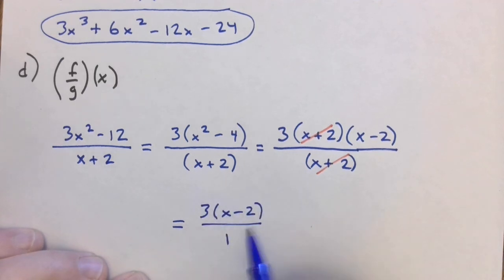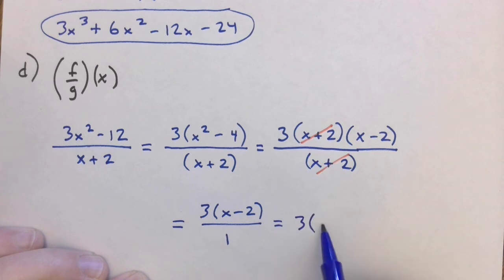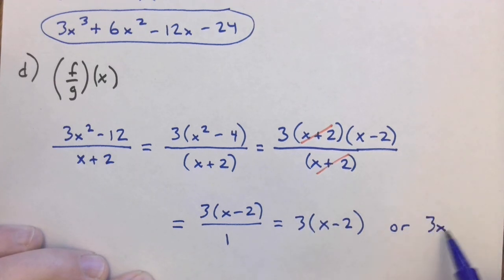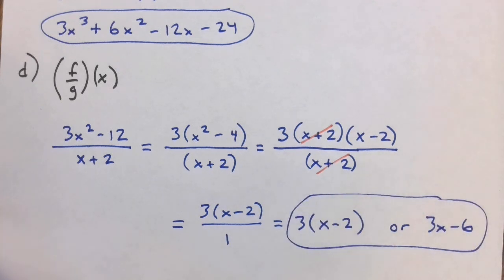Really don't need that 1 in the bottom. Just 3 times x minus 2 would be a good answer. Sometimes you will see people distribute this in, but most of the time not. But if you did, you'd have 3x minus 6. That would also give you the correct answer. Either one of those answers would be fine for a final answer on that problem.